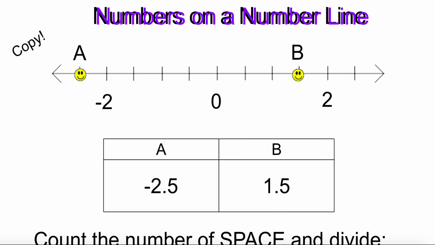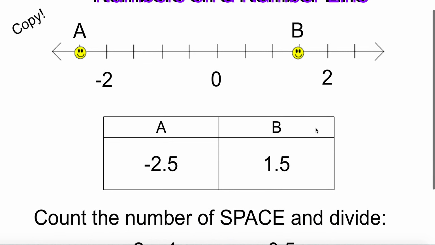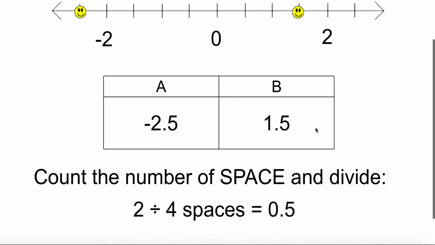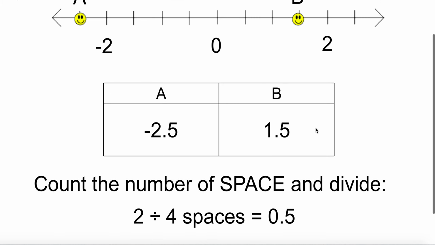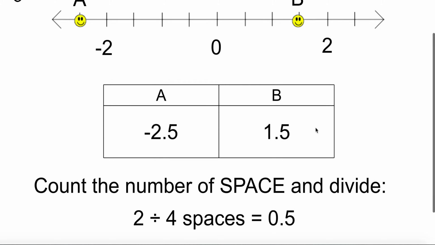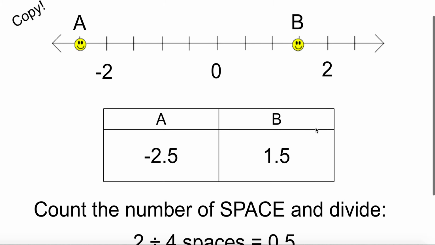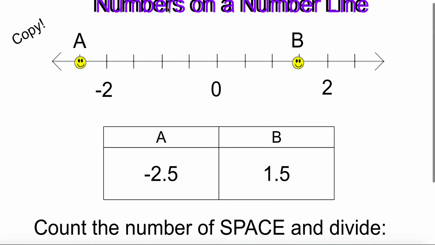Now, copy this number line too. We use the same strategy. For the first one, we have negative 2.5. As you see, this is between negative 2 and negative 3. And here it is between positive 1 and 2, so it's 1.5. B is 1.5. Count the number of spaces and divide: 2 by 4 spaces is equal to 0.5. Okay, same strategy as we used in the previous slide. Copy this.